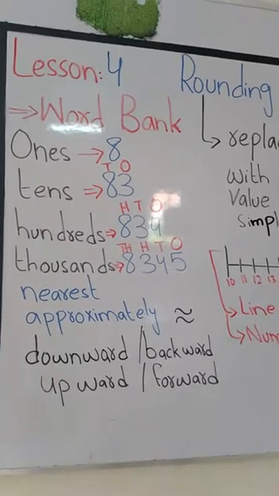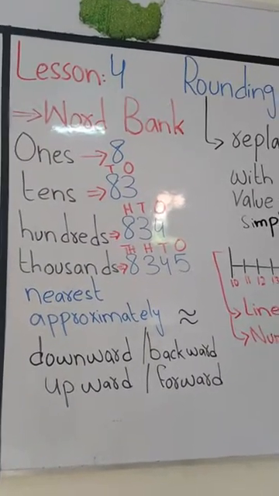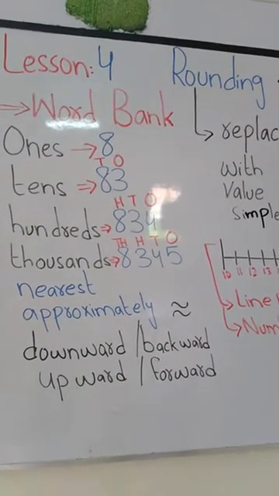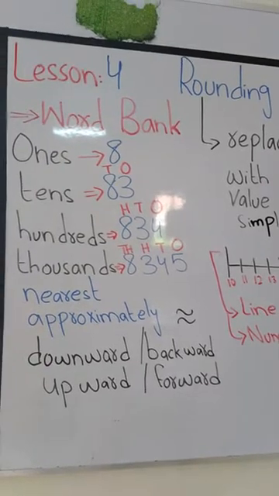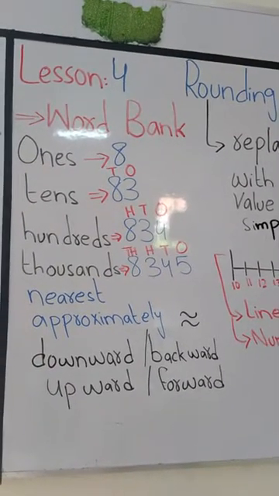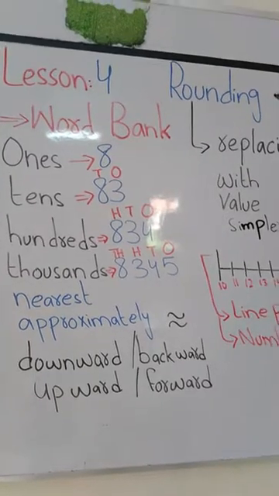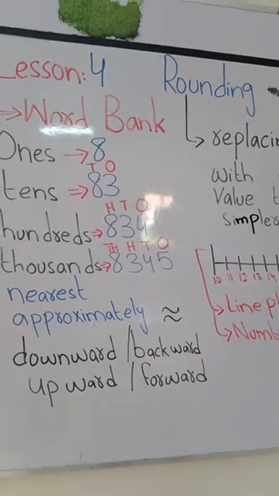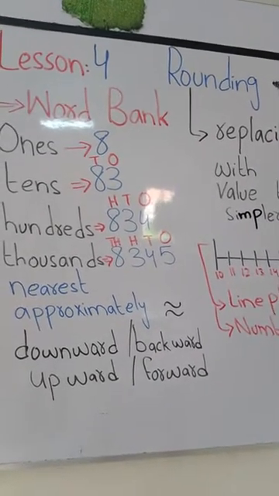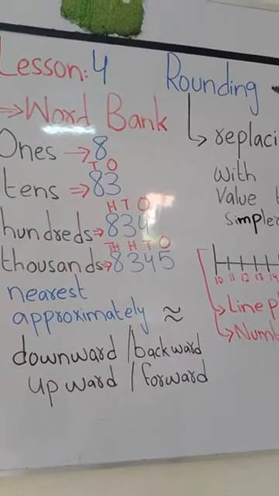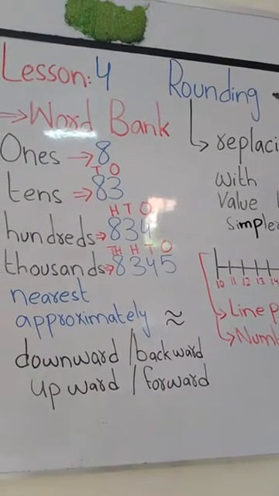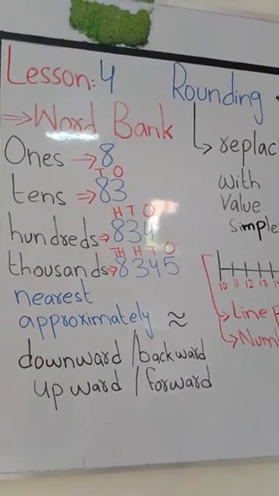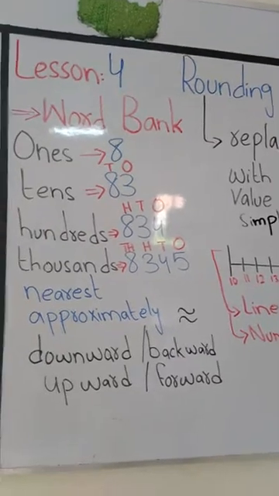Like in the last class, I gave you some words of the word bank like ones, tens, hundreds, thousands, and today I introduce new words we use in rounding numbers like nearest and approximately. After approximately I write here the symbol of approximately, which we use for rounding numbers. Now the next words are downward, backward, upward or forward. These words we use for rounding numbers.